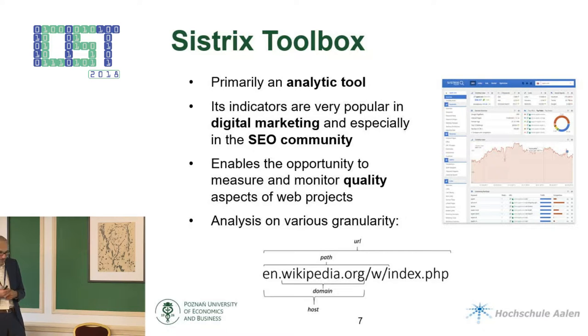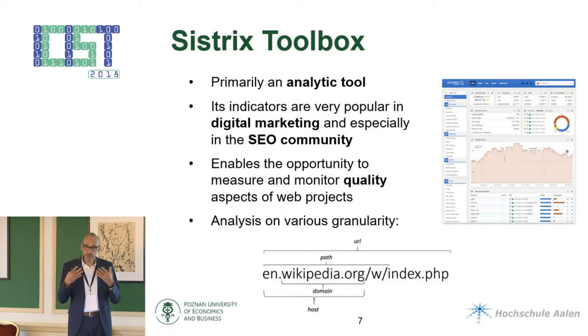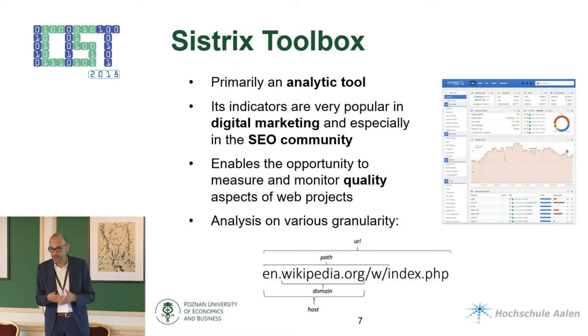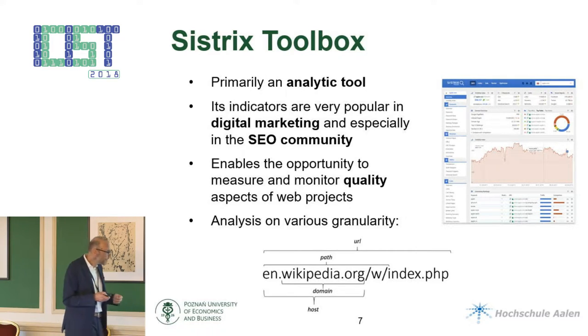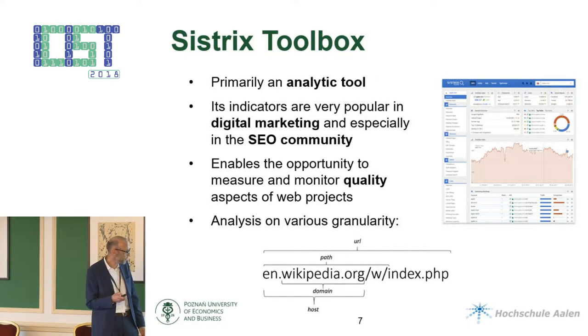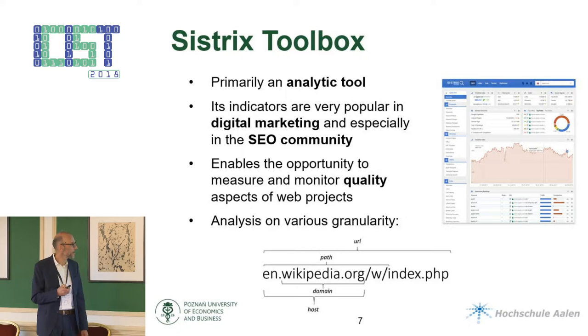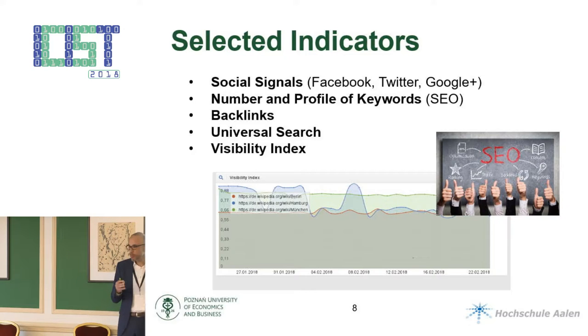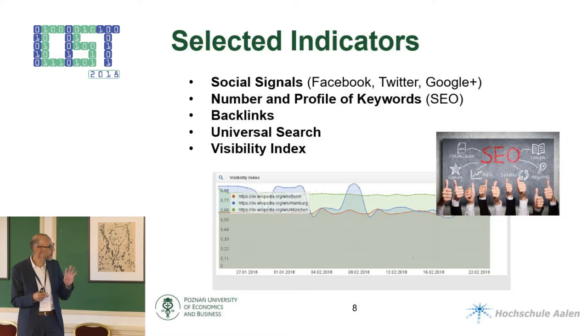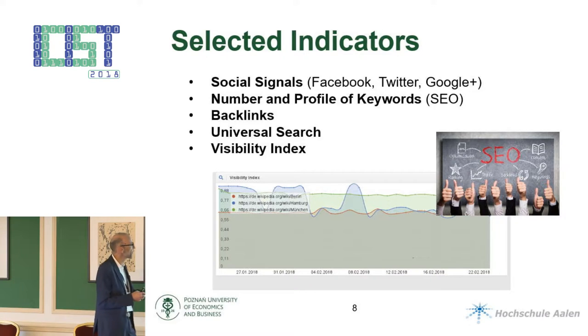I did a lot of research with the metrics of SysTrick. They allow to support the whole digital marketing process based on specific metrics. And we used this tool to analyze Wikipedia articles in different and various granularity. Mainly we focused on the host, but we also had a brief look to URLs in Wikipedia articles. We selected five indicators. There are much more indicators available in that tool, but we concentrated our research on five indicators.